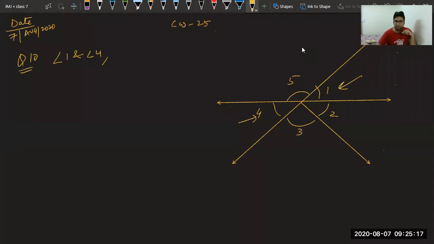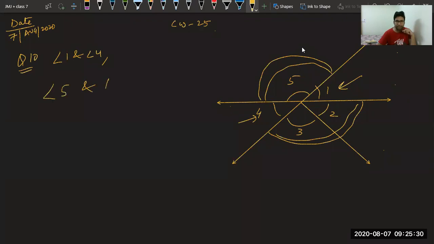We have this angle. If you see this complete angle and this complete angle, it is also a vertically opposite angle. So we can say angle 5 and combined angle 2 plus angle 3 are also forming vertically opposite angles.